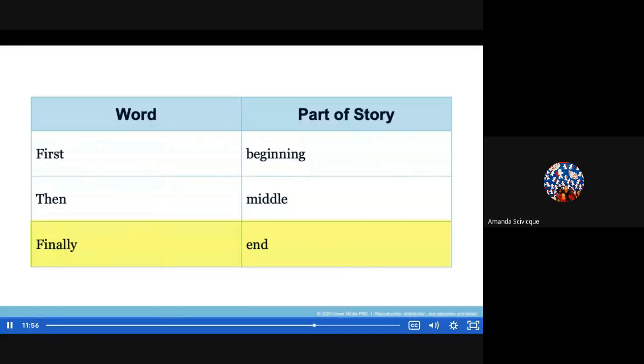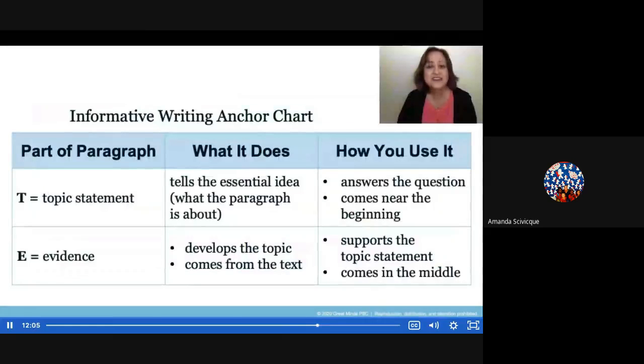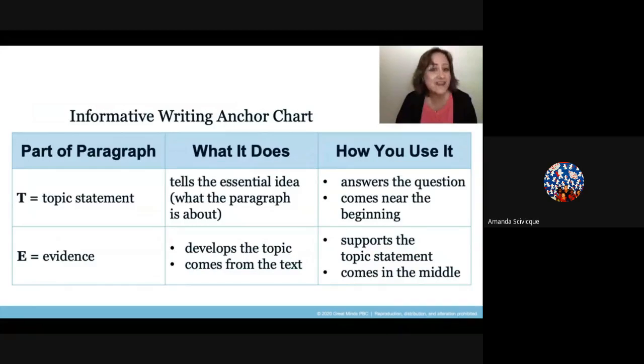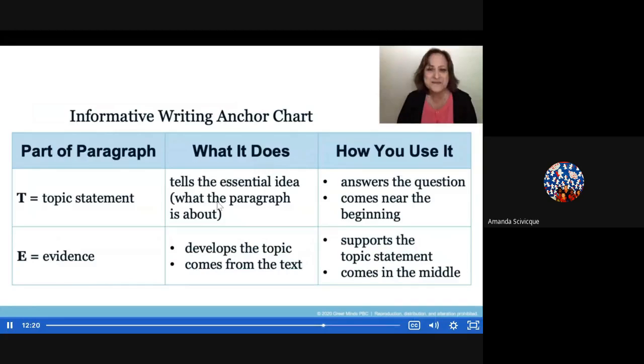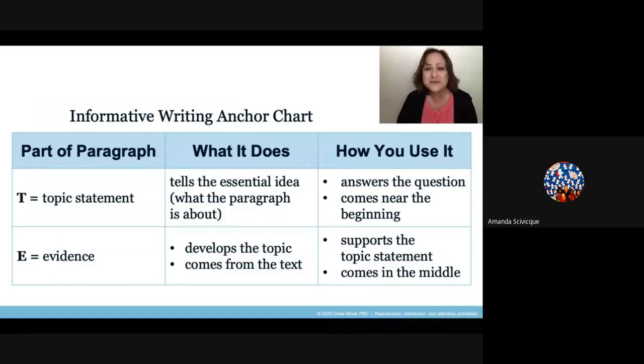When we read then, we are reading or writing about the middle of the story. When we read finally, we are reading or writing about the end of the story. Today, you'll write a paragraph about how little yellow leaf changes. As you write your paragraph, you'll be sure to include evidence from the beginning, the middle, and that's right, the end of the story as well. Remember, evidence develops the topic and it comes from the text.